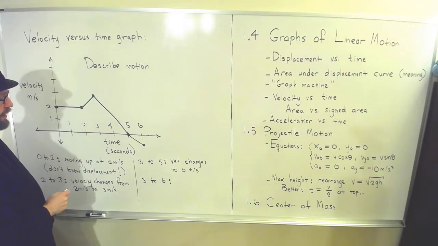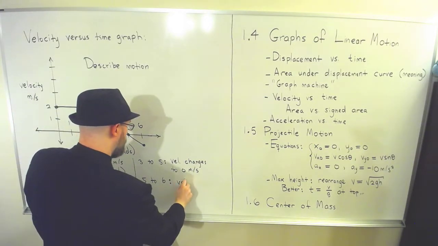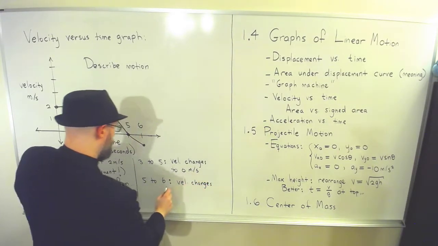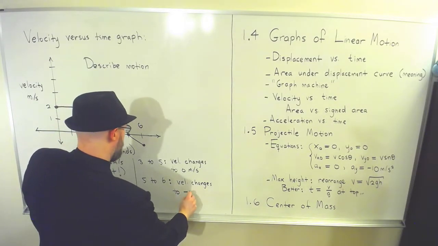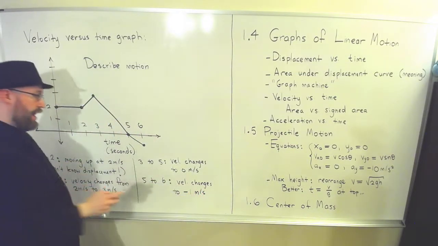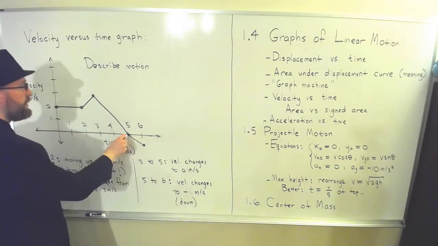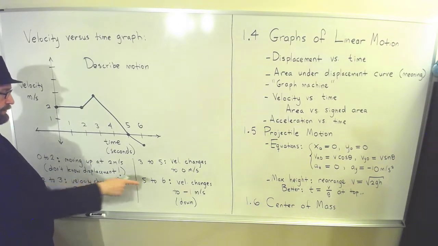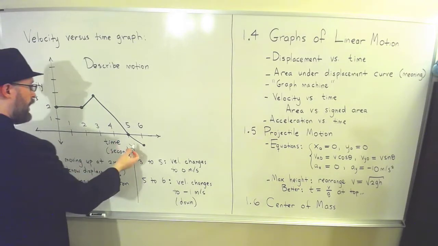5 to 6. Here, the velocity changes to minus 1 meters per second. Now, what does the minus 1 mean here? It means it's moving down. So from here to here, it's accelerating downwards. So that's what the negative value of velocity represents.